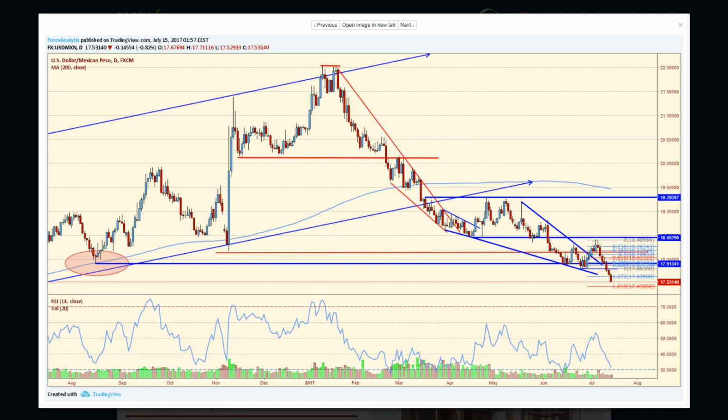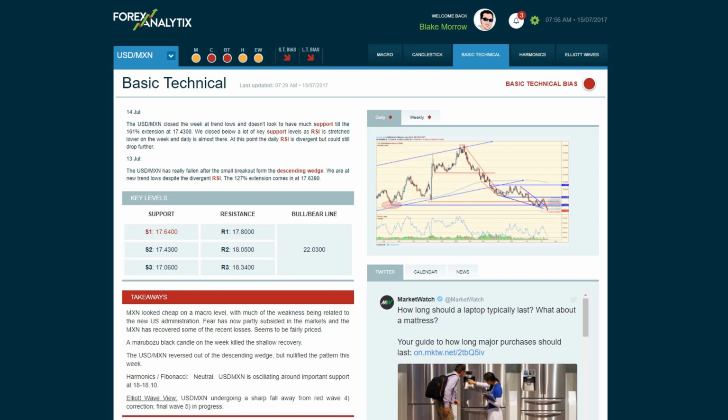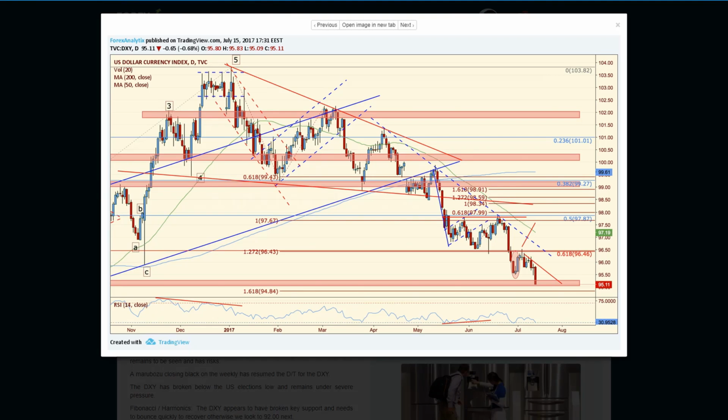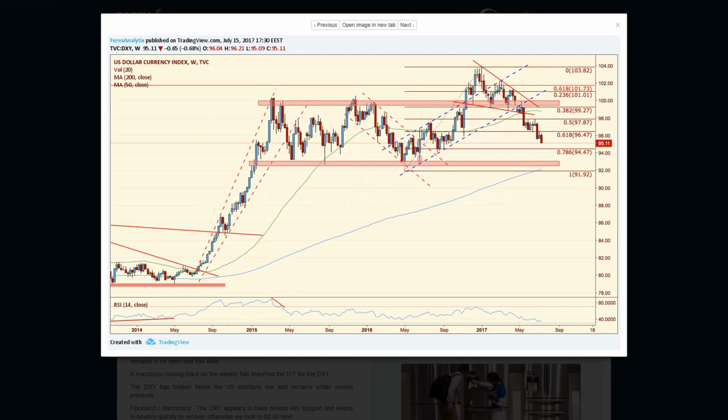And like I said, let me take you over to the dollar index really quick. Here's the dollar index. It is right at some support here. You can see it.